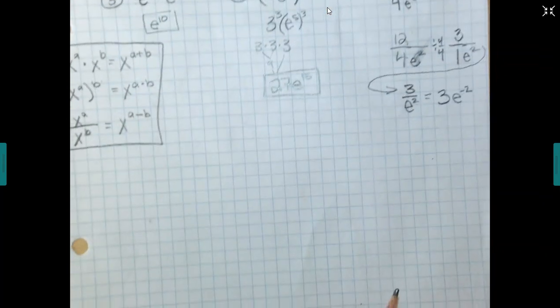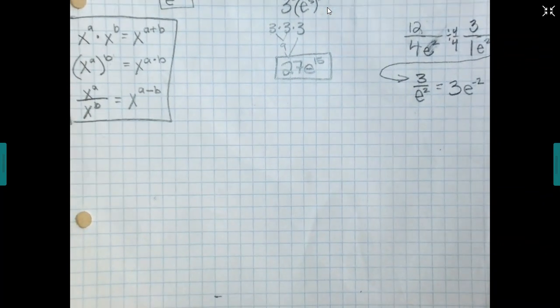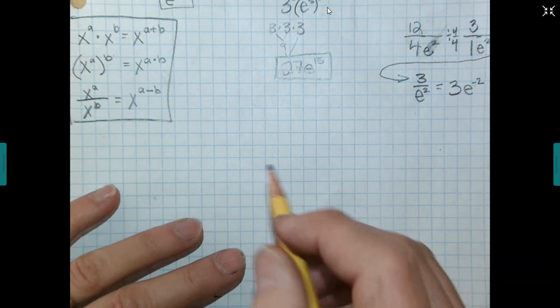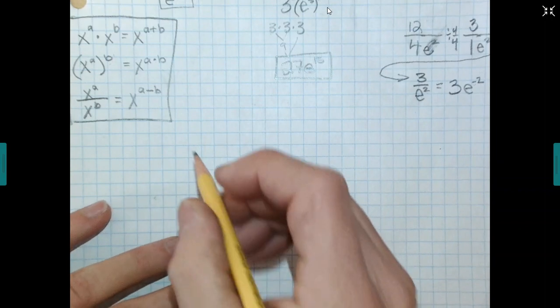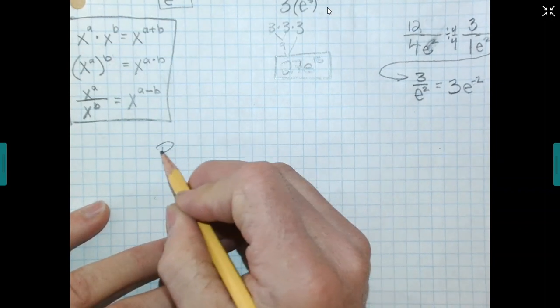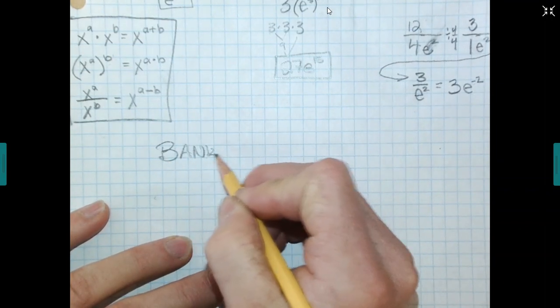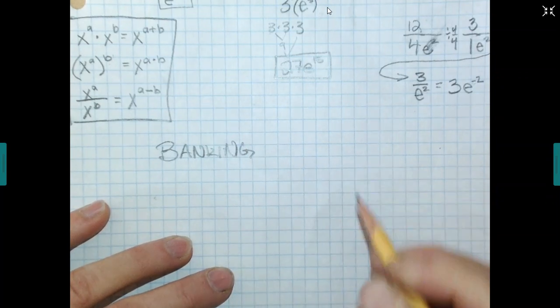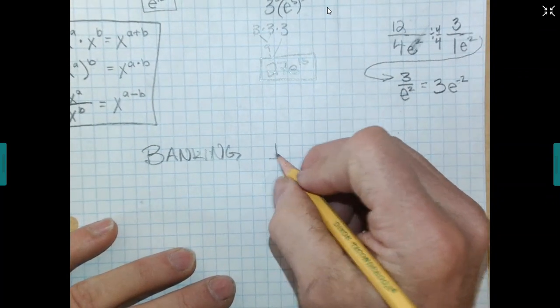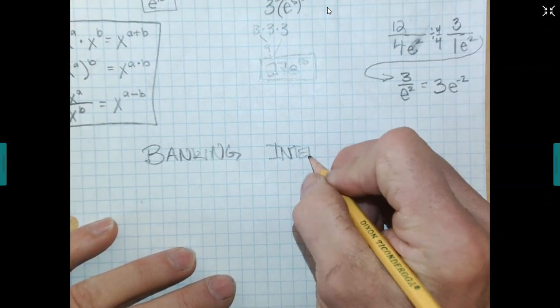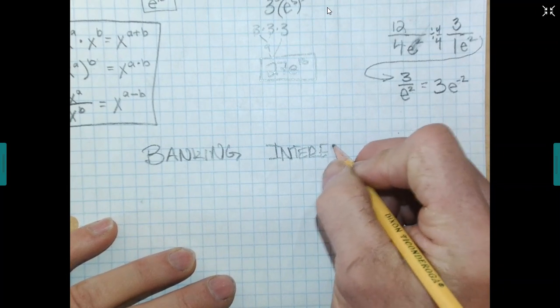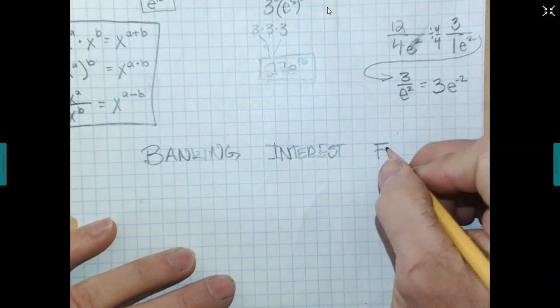Okay, last piece. And this is actually where things might be relevant to you. And this is interest. This is banking. So you can find out how to make your money work for you. Banking interest formulas.